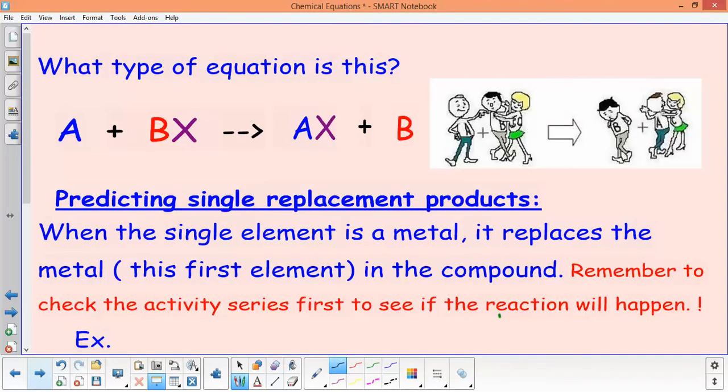Single replacement. When a single element is a metal, it replaces the metal in the compound. So in this case, if A is a metal, it will replace B. Because remember, your metal is always written first in the compound. Also, when you're predicting the products of a single replacement reaction, remember to always check the activity series first to see if it will happen. Just because I can write a reaction doesn't mean that anything will happen if I actually put element A into compound BX.